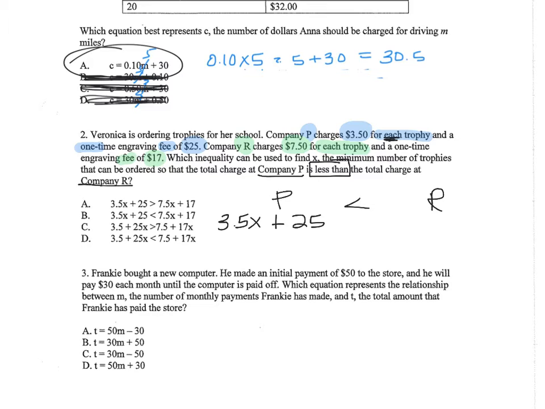A and B look pretty good, but C and D are not so good because they put the variable on the wrong numbers. So without even doing the other side, I'm going to get rid of those. And then on R, it's $7.50 for each trophy and a fee of $17. And I need to look at the sign I wrote down and find the one that matches it.